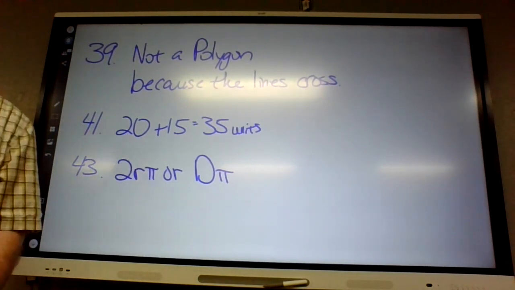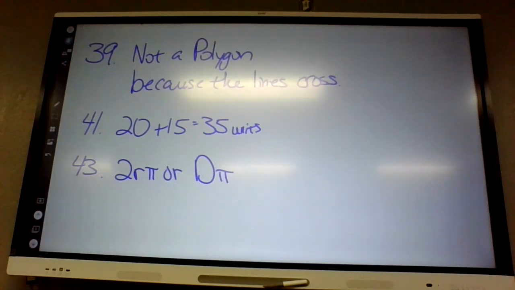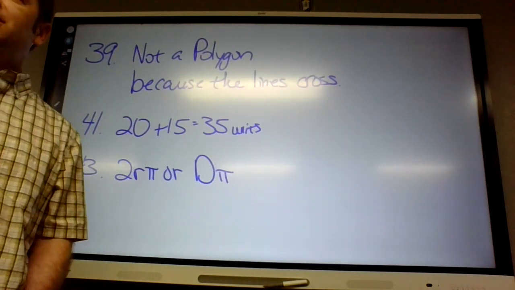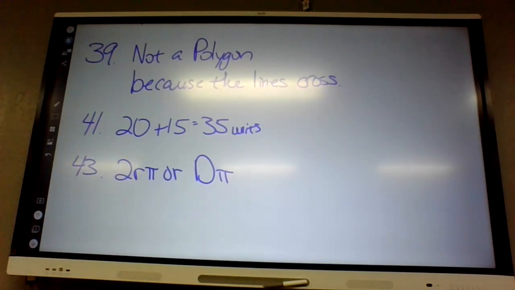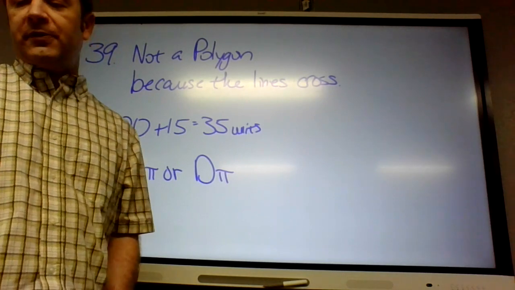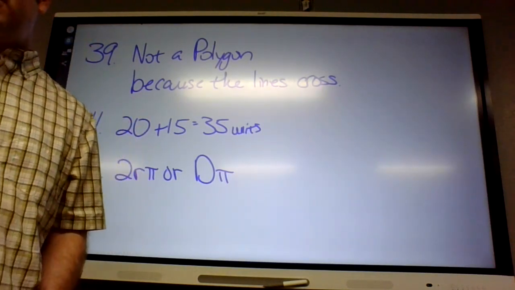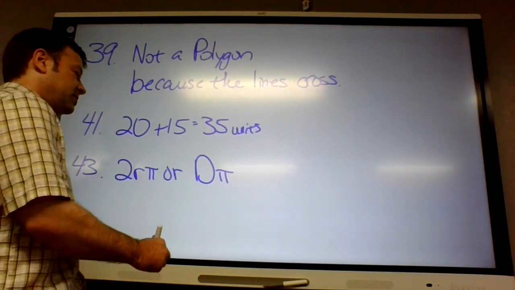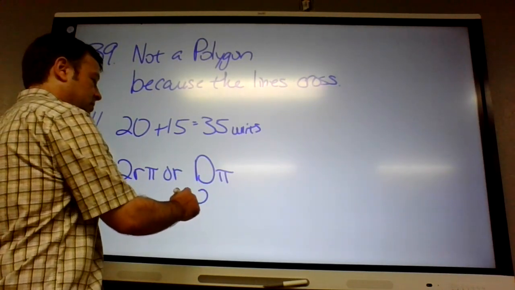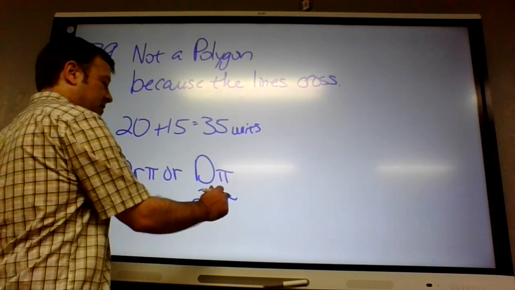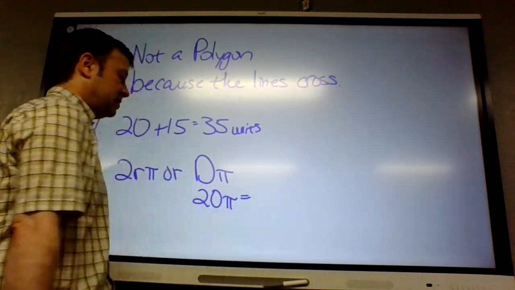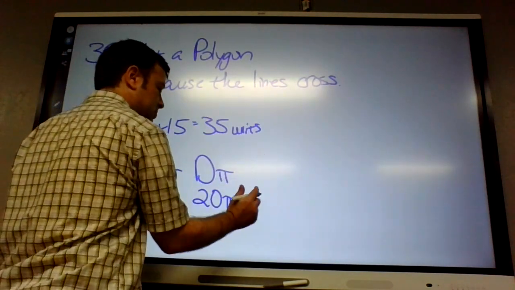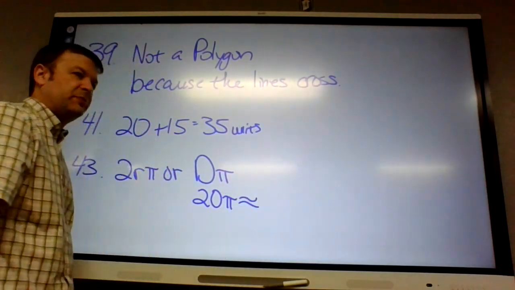So that's not the question though. The question is find the circumference to the nearest tenth. What does nearest tenth mean? It's the first decimal place. Of a circle with diameter 20. So what am I going to do? 20 times pi equals. I just said it, 20 times pi.